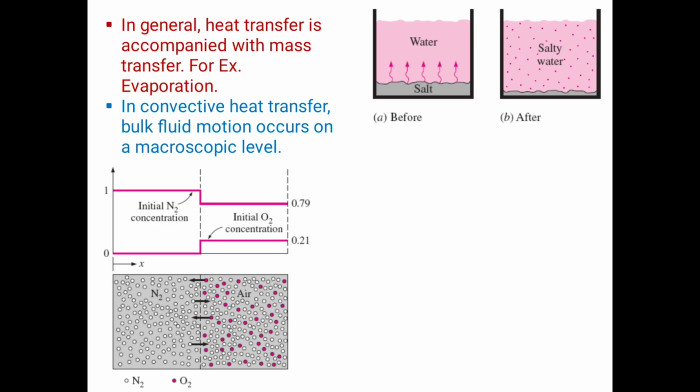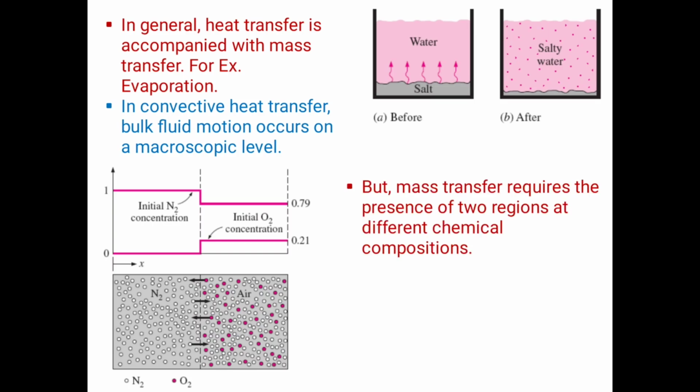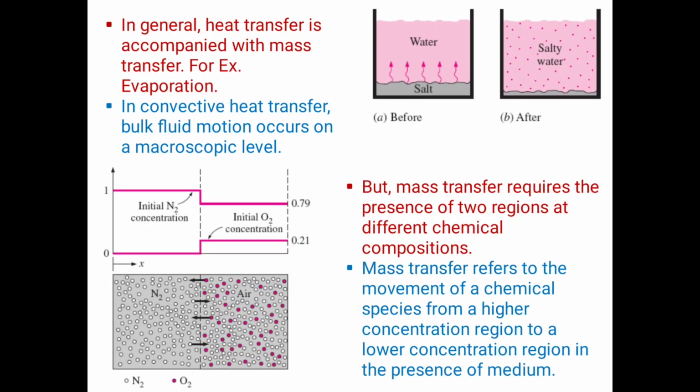In general, heat transfer is accompanied with mass transfer. In convective heat transfer, the bulk fluid motion occurs on the microscopic level, but mass transfer requires the presence of two regions at different chemical compositions. Mass transfer refers to the movement of chemical species from a higher concentration region to a lower concentration region in the presence of a medium.